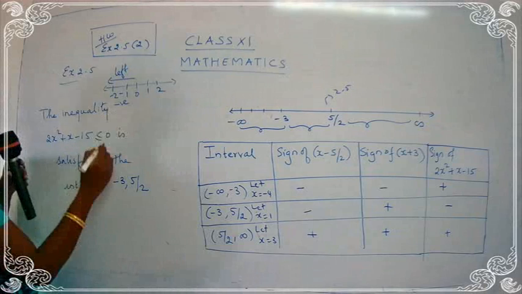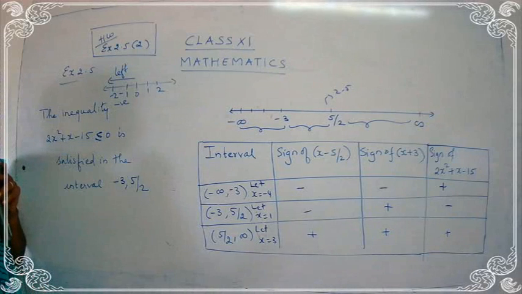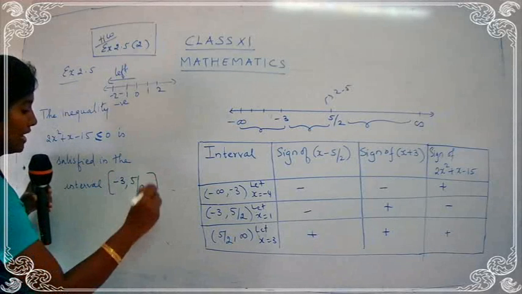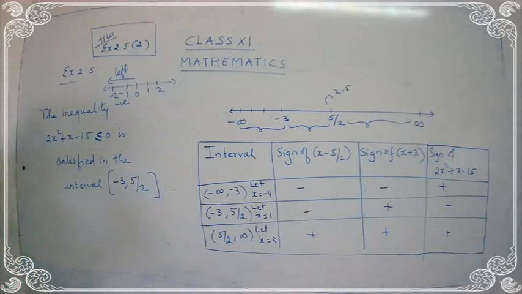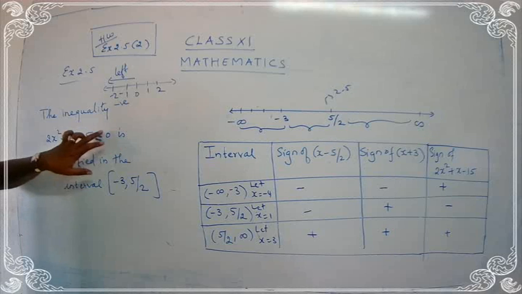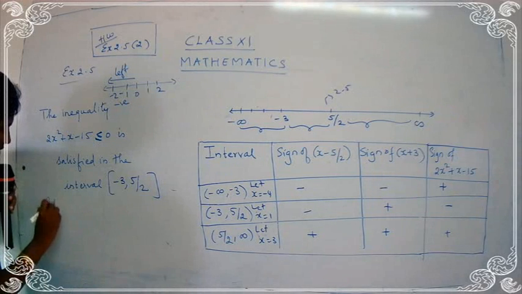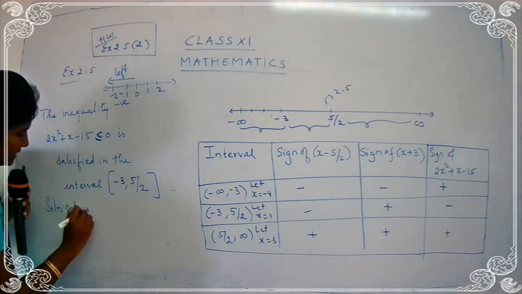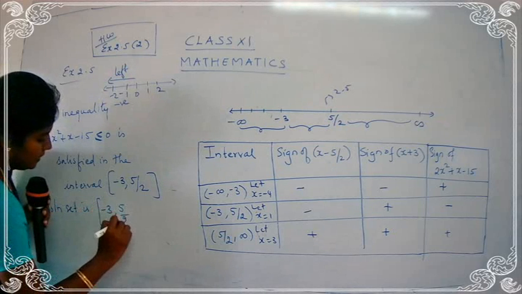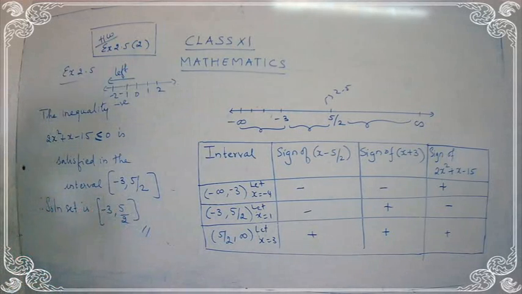Now here we have the sign less than or equal to. I have told you, whenever we have less than or equal to, it means the numbers are included. So you have to write down here minus 3, 5 by 2, because we have less than or equal to. Clear children? Okay, so let me write the final statement. Therefore, solution set is minus 3, 5 by 2. This is the answer. So what is the solution set? Minus 3, 5 by 2.